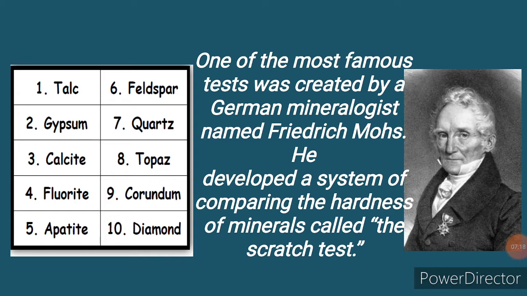How does the scratch test work? He took the 10 hardest materials. These are the 10 hardest minerals. Number 1, we have talc, we have gypsum, we have calcite, we have fluorite, we have apatite, we have feldspar, we have quartz, we have topaz, we have corundum, and then we have diamond, which is the hardest.